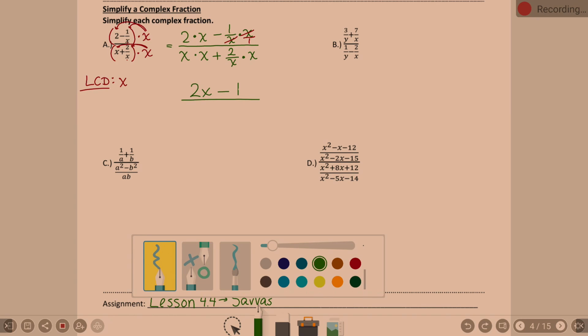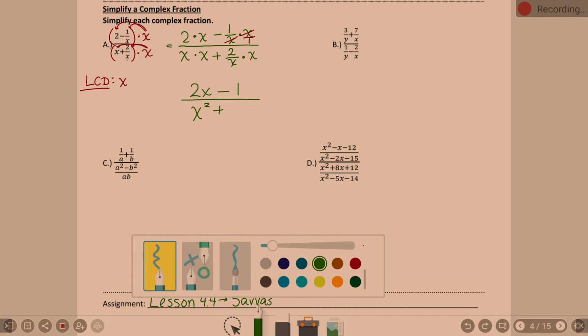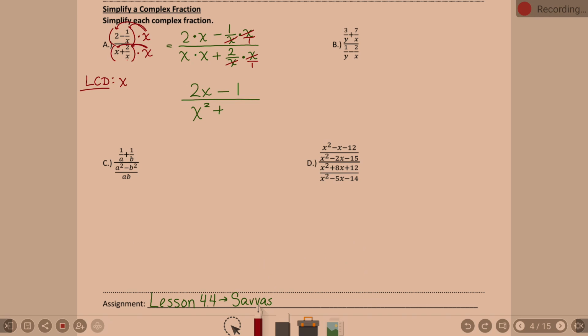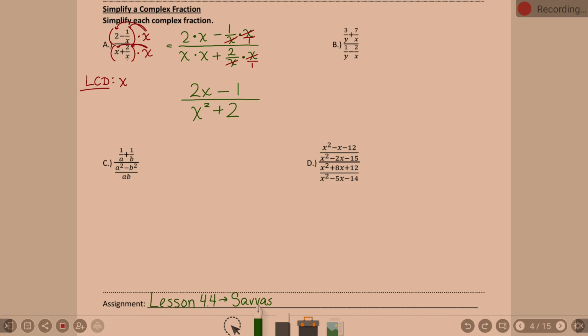Denominator. X times x is x squared. Plus 2, because the x's will cancel again, right? If we're multiplying by x, think of it as a fraction. It's x over 1. X cancels with x. And we just have the 2 left. Okay?